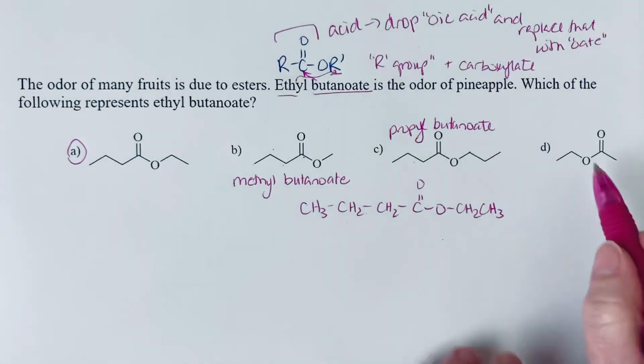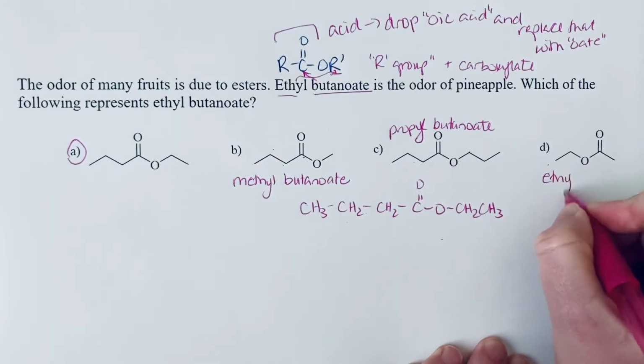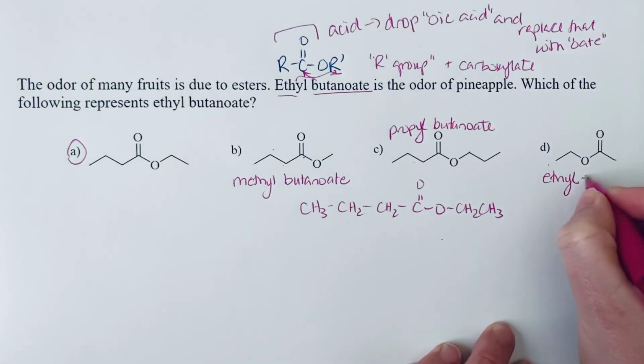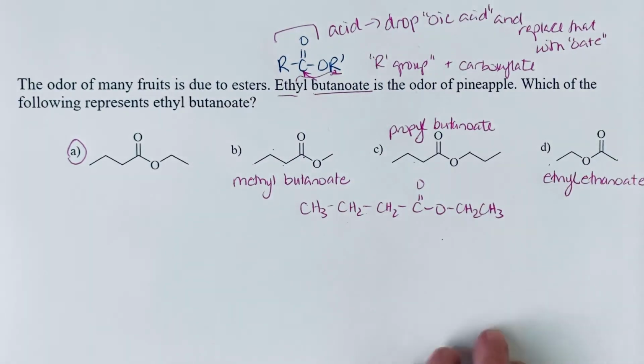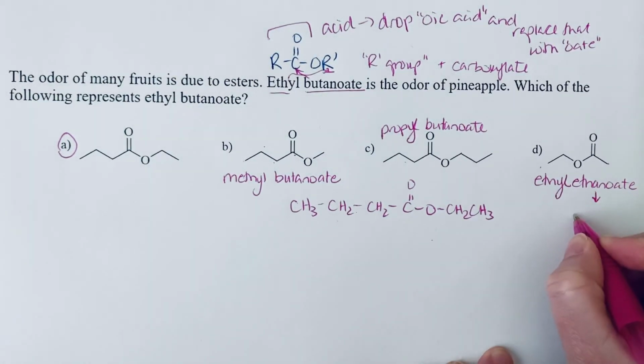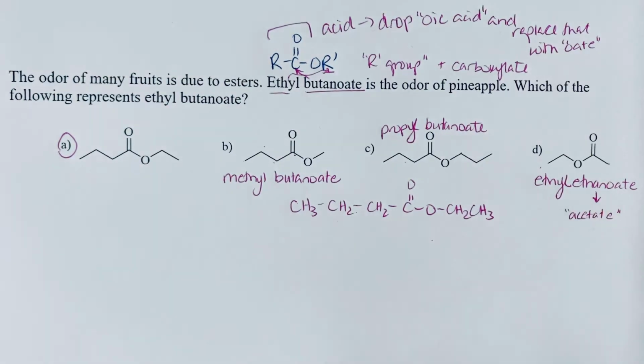And finally, here in this last one, the R group is ethyl. And it is a 2-carbon atom carboxylic acid. So this is ethyl ethanoate. Okay, and so that is the substitutive name. Ethanoate, you don't often see that. It's often called by the common name, which is acetate. So that's a good one to be aware of.